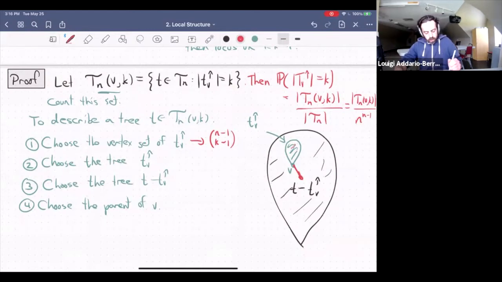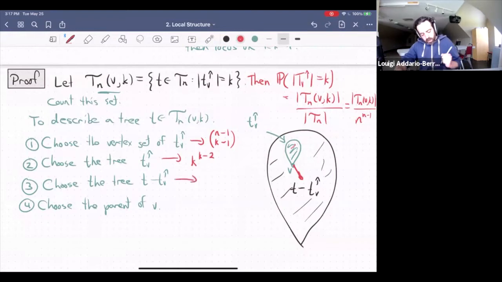Once we've chosen them, then in step 2, we're supposed to build a tree with this particular vertex set. So we know how to count those. We're counting the number of rooted trees with k vertices, except the root isn't arbitrary. The setting enforces that the root is this particular vertex V. So the answer, if we could choose any root, would be k to the k minus 1. That's Cayley's formula. But because the root is determined for us, we lose a factor k, and we only have k to the k minus 2 choices.